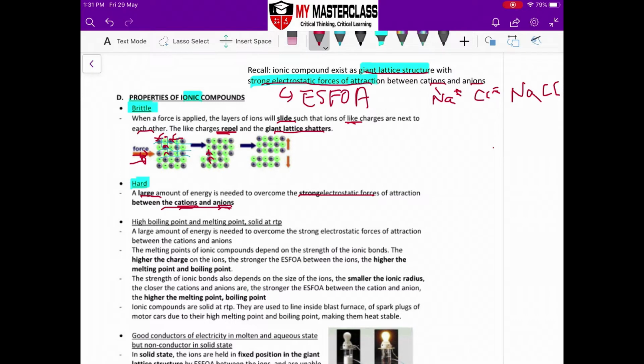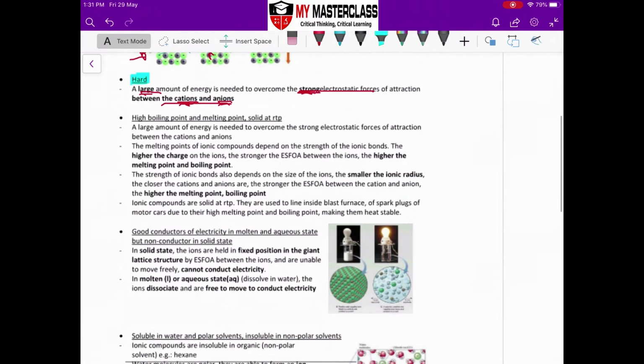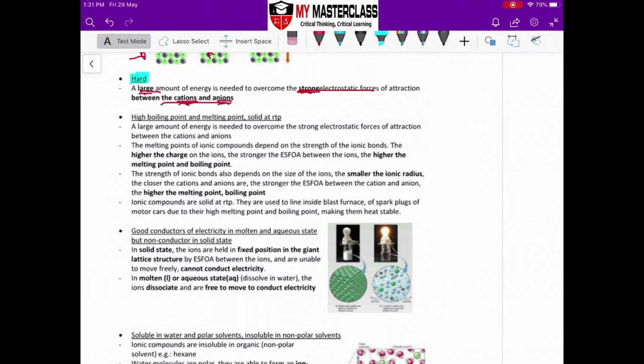Since the electrostatic force is strong, I need more energy to break or to overcome these forces of attraction. So a large amount of energy is needed to overcome the strong electrostatic force of attraction between the cations and anions. The next property that we are going to look at is the melting point and boiling point. Ionic compounds have high melting point and high boiling point, and these correlate to them being solid at room temperature.